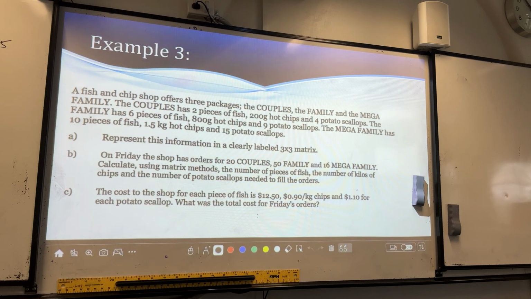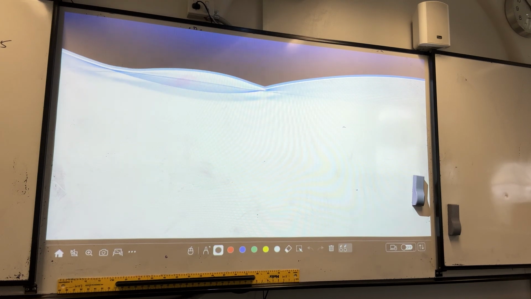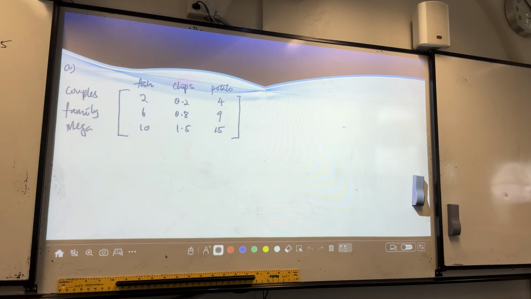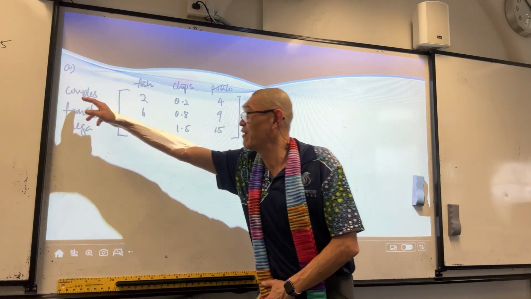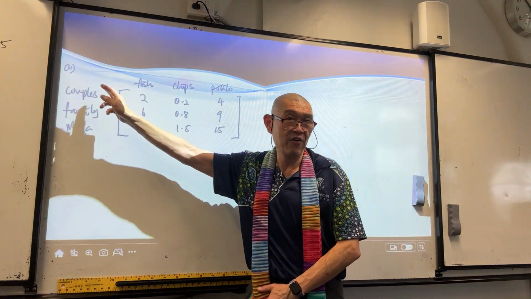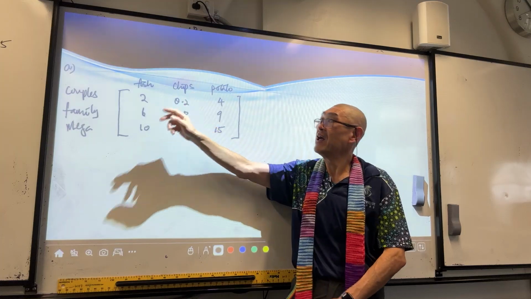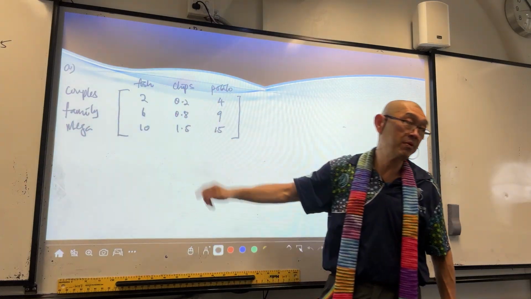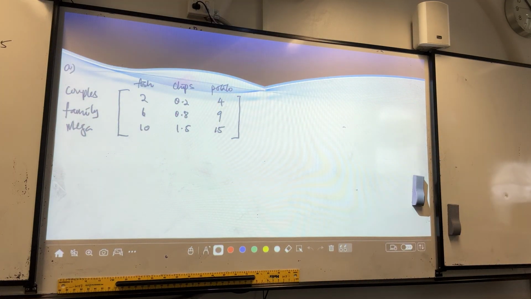All right. Now, this is how I label it: couples, family, and mega; fish, chips, and potato. You can have F, C, and P, it doesn't matter. The only thing, listen, is that C is couples and C is chips, so you might be confused. I will actually write it out properly, at least for the first matrix.